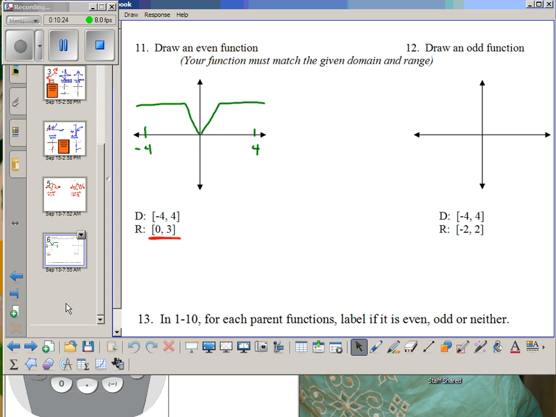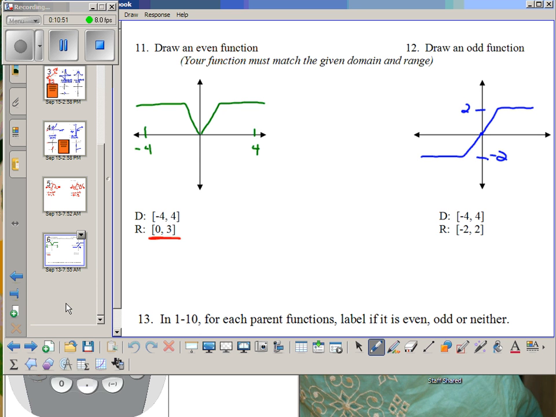Domain here, so an odd function, if I start with the same deal right there, and remember odd functions need to go through 0, 0, and then the negative ones would give me the opposite, and this would have to be -2, and that would be as high as 2. Now there's other options, but that's one. Then the last thing we're going to do right here is go back for each parent function, label if it is even, odd, or neither.